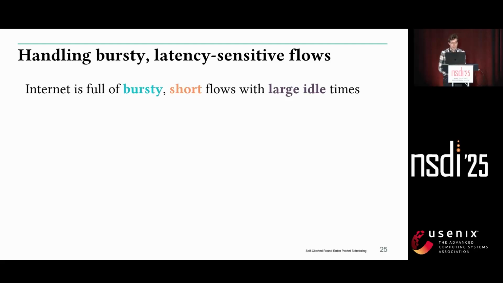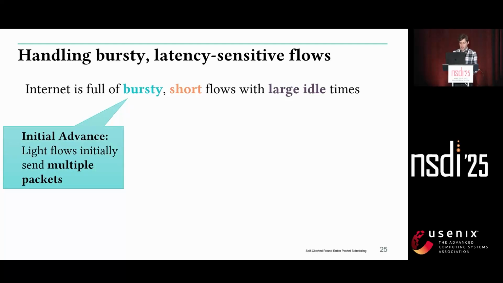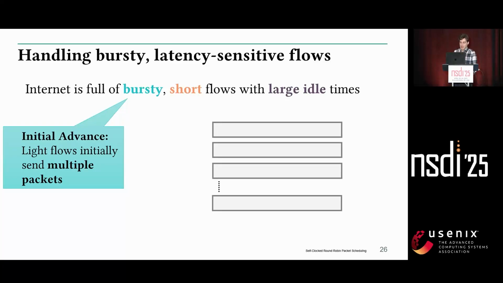So that was the core of SCRR's design, but we didn't stop there. The internet is jammed with short, bursty, and latency-sensitive flows, and for each of these properties, we made further adjustments to make the scheduler faster and more efficient. For bursty flows, we introduced initial advance enhancement so that light bursty flows can initially send multiple packets without violating the scheduling bounds. Here in this example, the scheduler sends packets of the same color at each round.